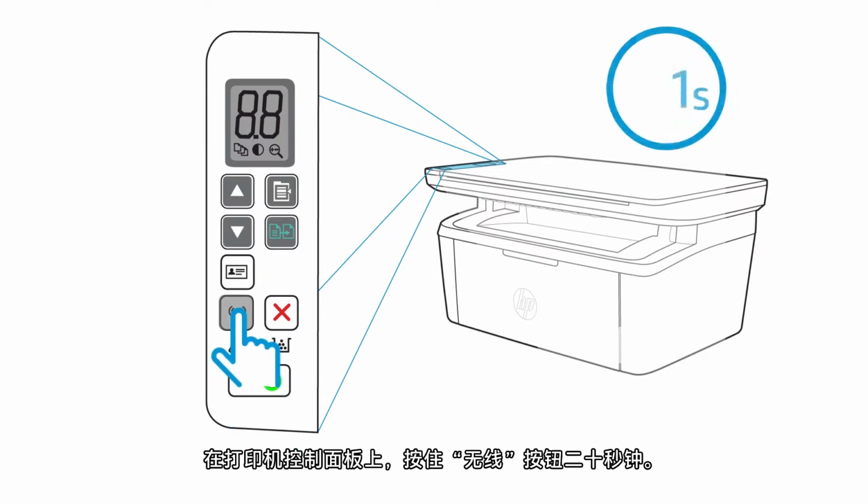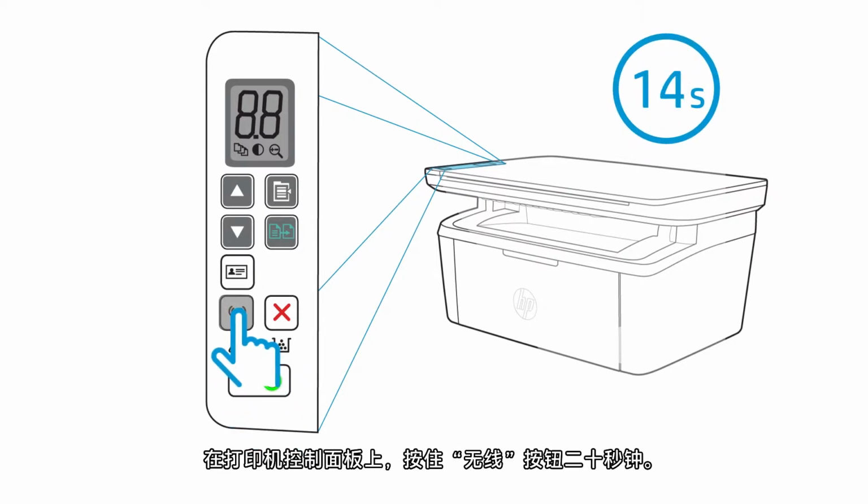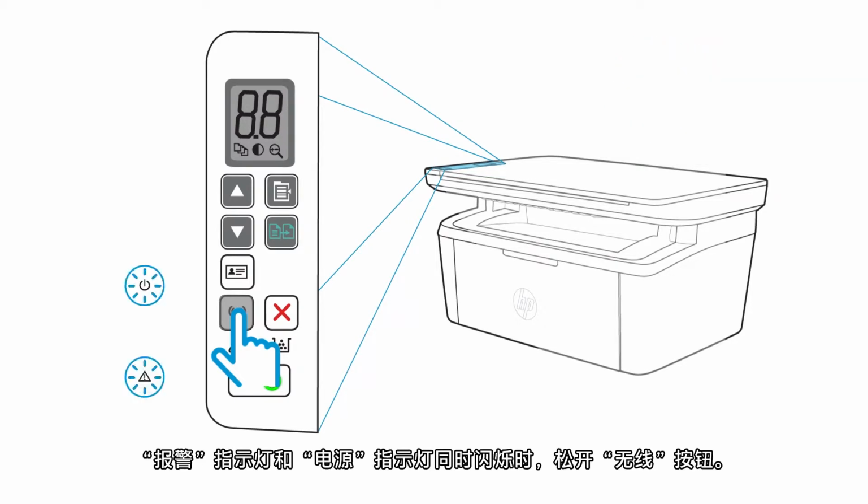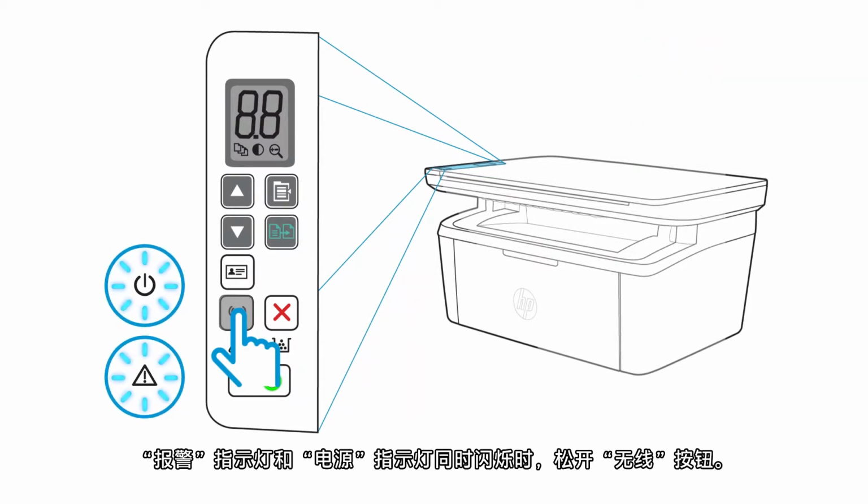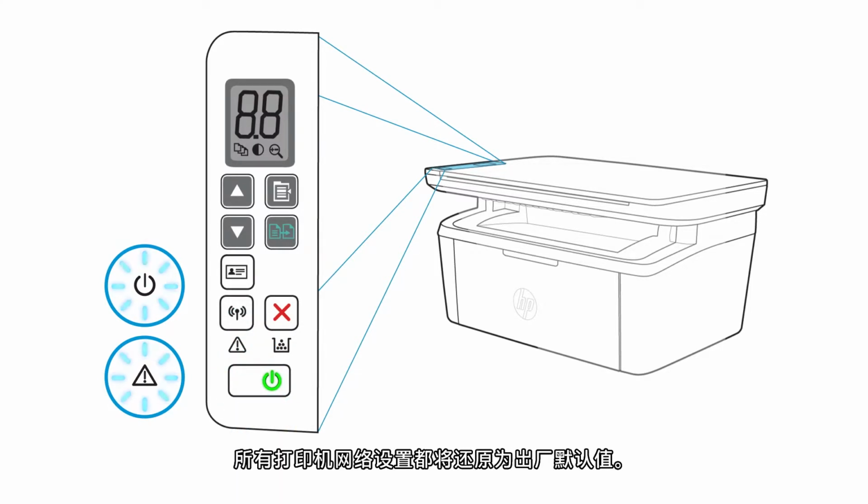On the printer control panel, press and hold the wireless button for 20 seconds. When the attention and power lights blink simultaneously, release the wireless button. All printer network settings are restored to factory defaults. With the settings restored, the printer restarts automatically.